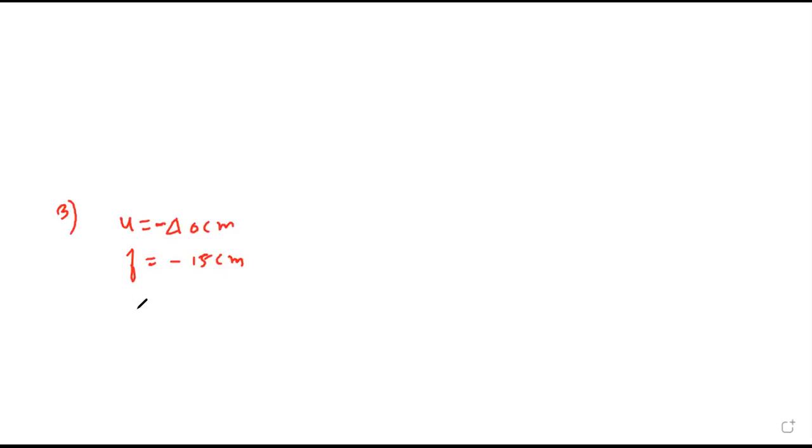What is constant? F will be the same, the focal length. So first this is U1. From this I will find V1, because they want the displacement of the image. Displacement of image means change in V.